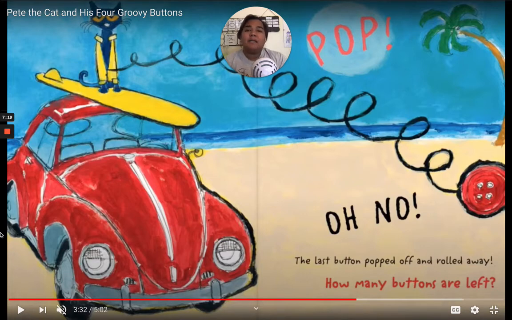How many buttons are left? So he started off with 4. He was sitting on his chair, 1 popped off. Then he was on a skateboard, another popped off. And then he was getting ice cream in an ice cream truck, and another one fell off. A third one fell off. And now he's on top of the car on a surfboard, and his last one popped off. So how many does he have left? Look at his shirt. How many buttons do you have left? 0, right? He doesn't have any left. Let's find out what happens, what he does.